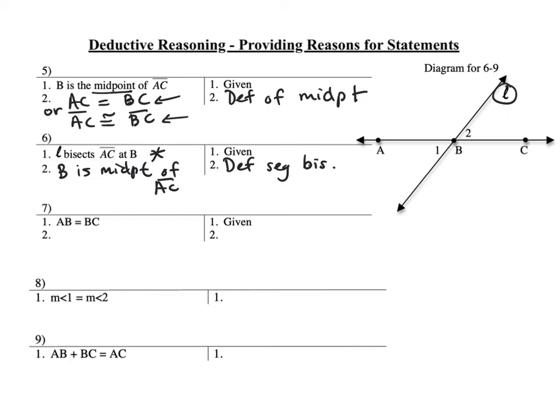All right, we're given that AB equals BC. So this is the converse of what we did above in number 5. Above in 5, we said if B is the midpoint, then 2 segments are congruent or equal. We're going to turn that around and say if 2 segments are equal, then B is the midpoint. So this is again the definition of midpoint. And what does that say? B is the midpoint.